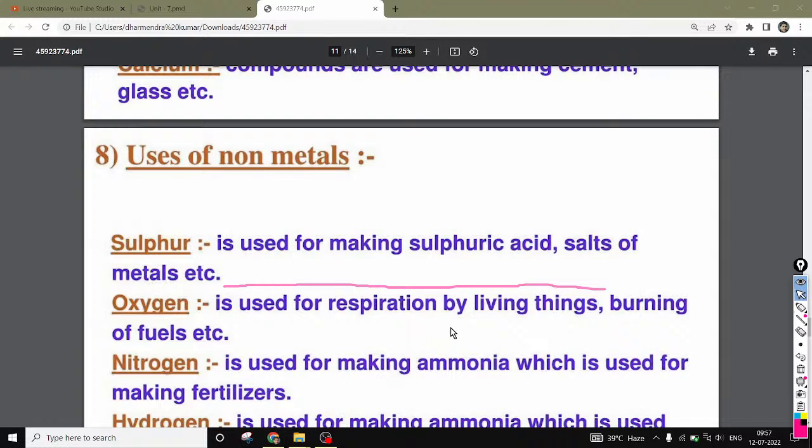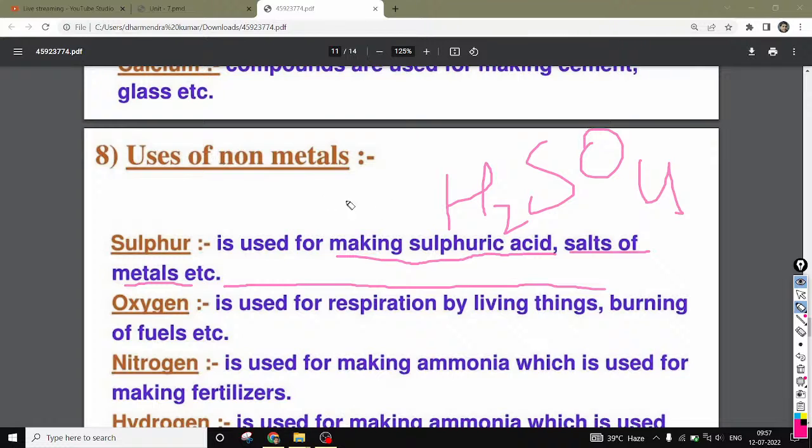With sulfur we make sulfuric acid, which, as you know, is very important for different experiments. And salts of metals: if we are going to make any salts of metals, this sulfur is very important for us. For example, if you have H2SO4 and you react it with copper, it will form copper sulfate. Similarly we have different acids which are used for making salts of metals, as well as in different chemical reactions.